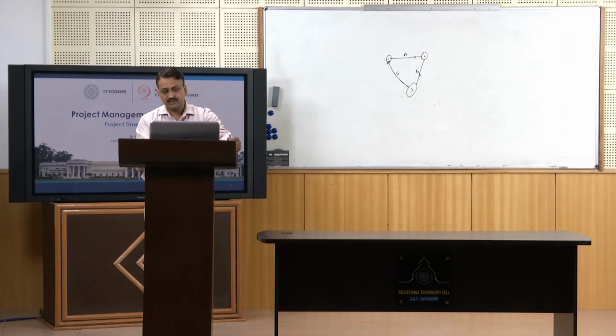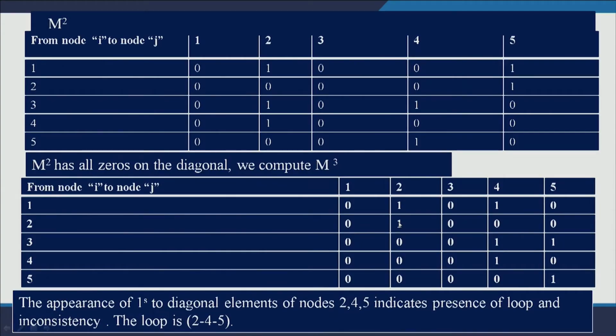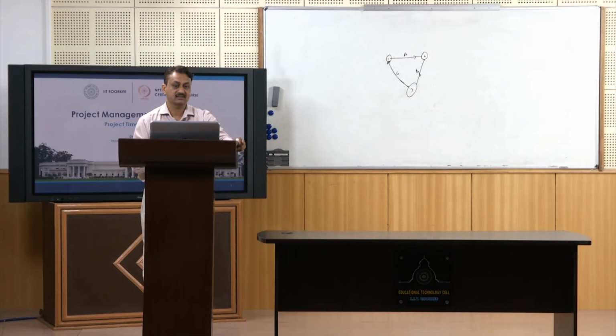If you look at the M cube matrix, in the diagonal cells there is value 1, here 0, here it is 1, here it is 1. So what do you infer from M cube? If you look at M cube, the appearance of 1 in the diagonal elements of nodes 2, 4 and 5 indicates the presence of a loop in that particular network, or in other words, we will say this network is inconsistent.